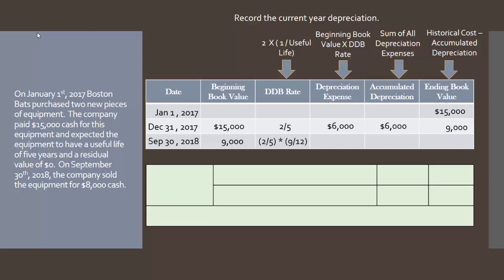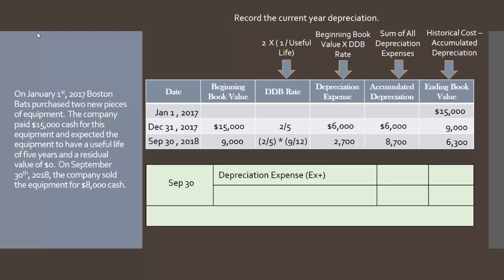So for the purpose of this problem, take your normal double declining balance rate and multiply it by what portion of the year had passed at the time you're disposing of the asset to get a modified double declining balance rate. And then multiply that by your beginning book value, and it should come out to be $2,700. Add that to your accumulated depreciation, $8,700, gives you an ending book value of $6,300.